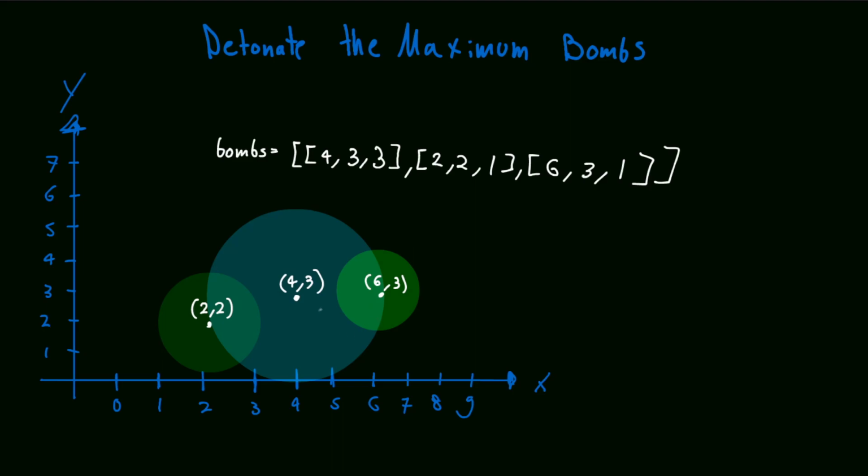And the way to do this is by calculating the Euclidean distance and seeing if the distance is less than the radius. However, we can see that this is not bidirectional. This is a directed graph because in this example, the 4-3 bomb can detonate the 6-3 bomb, but not the other way around. And so, how do we do this?